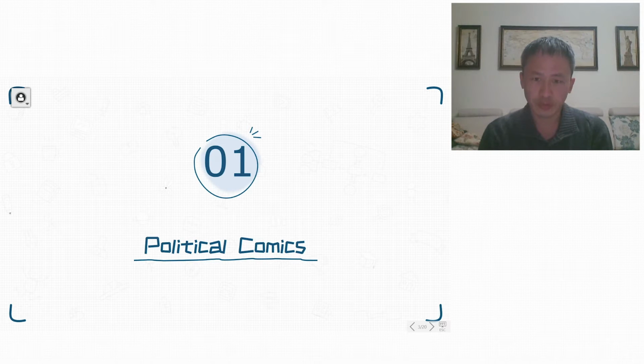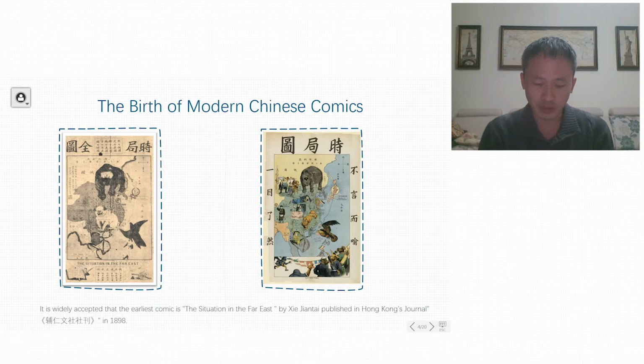From 1840 to 1949, China was precarious because of all kinds of internal problems and external invasions. Political comics began to appear in Chinese journalism and newspapers. It is widely accepted that the earliest comic is The Situation in the Far East by Xie Zantai, published in Hong Kong's journal 辅仁文社社刊 in 1898, which reflected the imperialist partition of China in a metaphorical form.